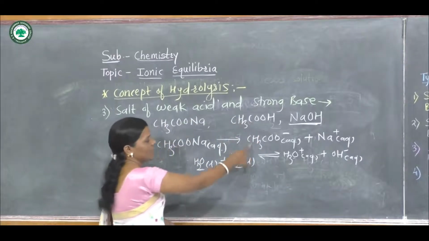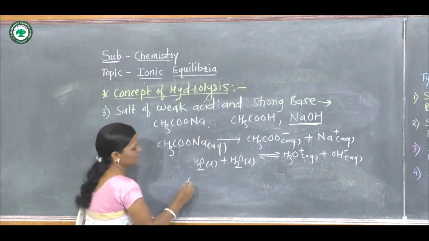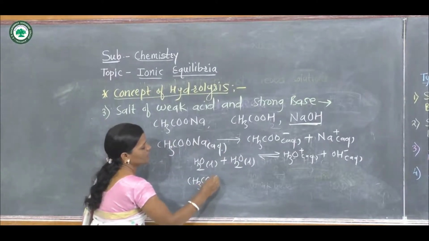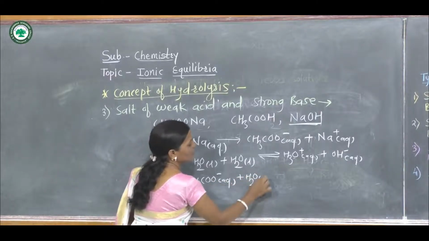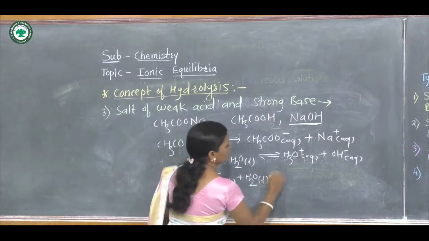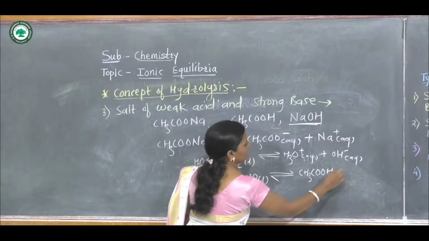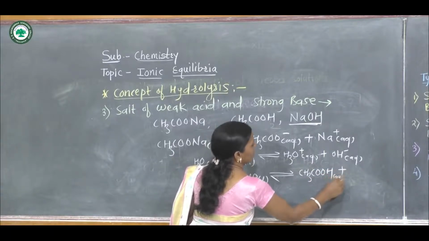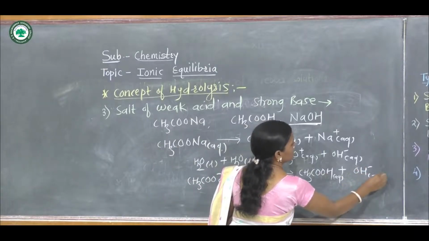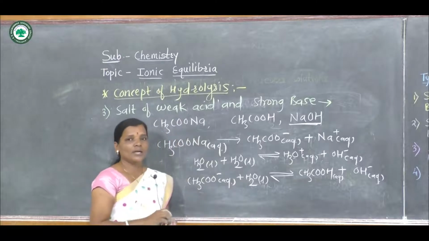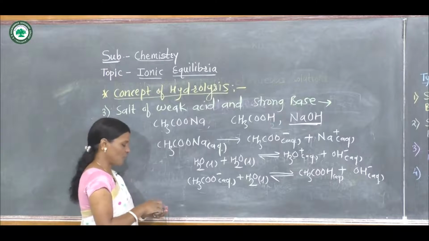Now these acetate ions from this salt combine with water, and we get the formation of unionized acetic acid and hydroxyl ions. Now in that solution of the salt sodium acetate, how many ions are actually there?